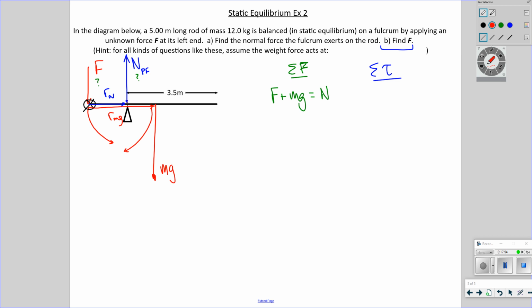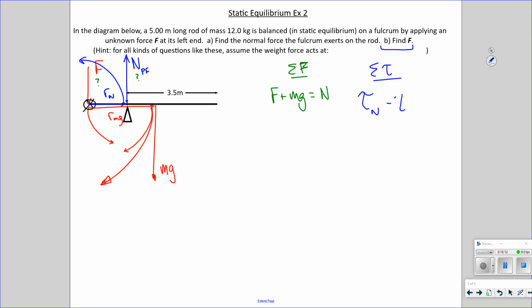And notice, around this axis, we still get this rotational direction from mg. And around my left end axis, N creates the tendency for this thing to rotate this way, and those are opposite rotational directions. So now we can say there's a torque produced by N, there's a torque produced by mg. Those are in opposite rotational directions. And here's the big thing.